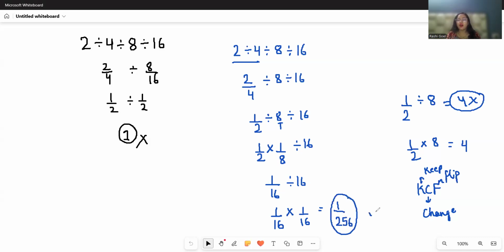So what is the correct answer? 1/256. I hope it's clear and you find it useful.